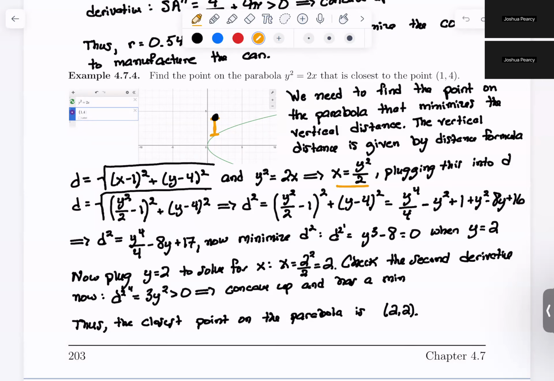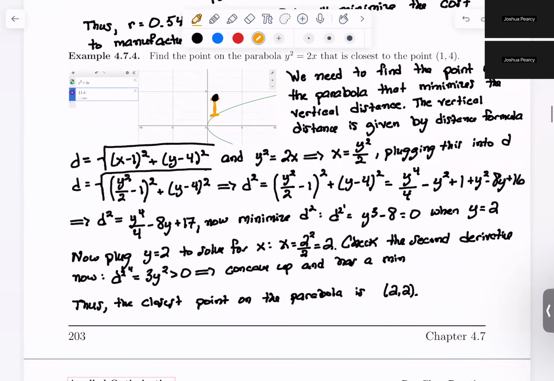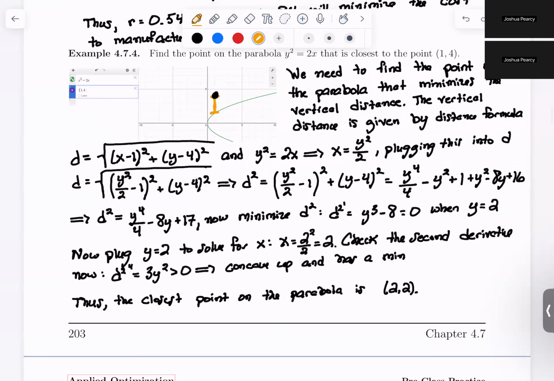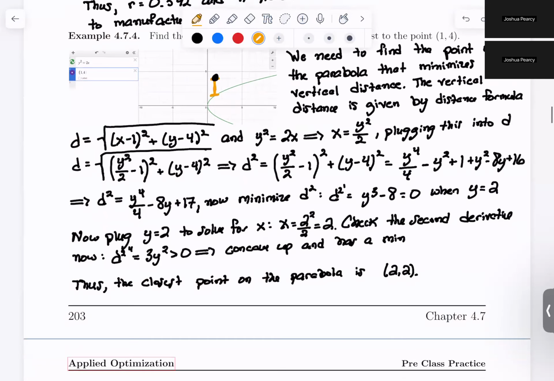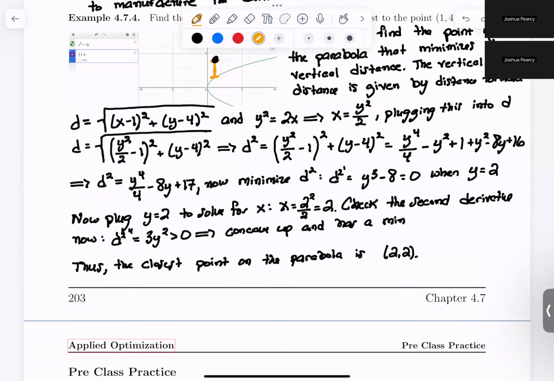And what I want to do now is it's actually going to be easier to minimize the distance squared instead of the distance because this original distance formula involves a square root, right? So what I did was I squared both sides of the equation and then expanded. So when I do that, I get that the distance squared is equal to y to the 4th over 4 minus 8y plus 17. And now if I want to minimize this, all I do is take the first derivative and set it equal to 0. When I take the derivative of y to the 4th over 4, I get y cubed. When I take the derivative of negative 8y, I get negative 8. When I take the derivative of 17, I get 0.